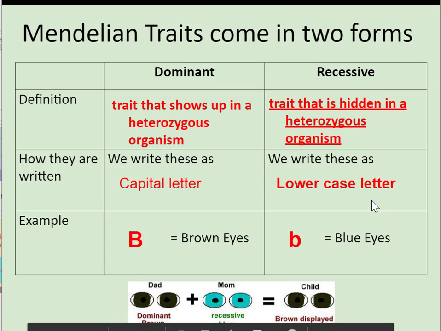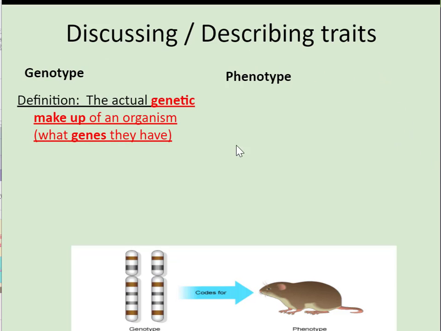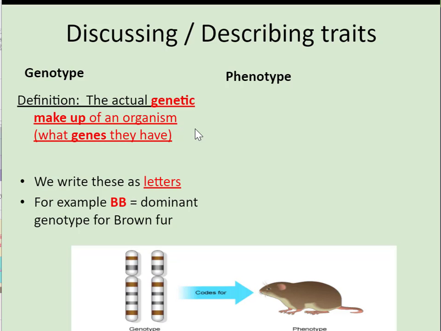The last thing for today is we're going to talk about discussing and describing traits. So when we talk about that, we can look at the genotype and phenotype. So the genotype is the genetic makeup of an organism. So that means basically what genes they have. And when we talk about a genotype, we write these out as letters. So in the example part, I want you guys just to write big B, big B.